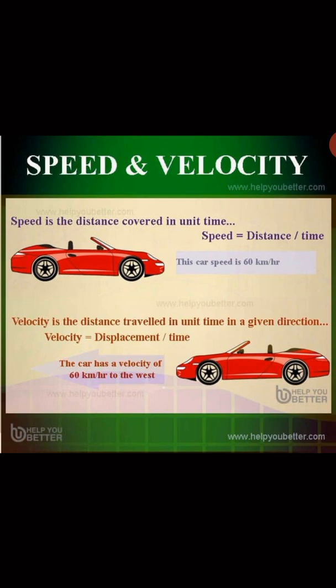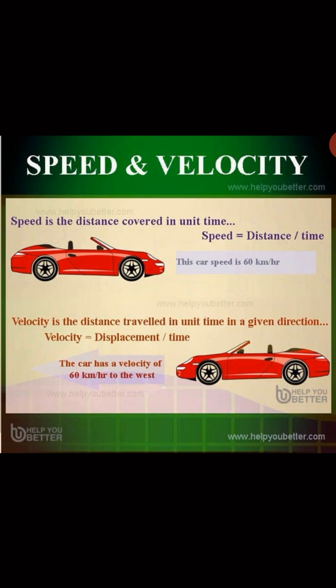covered. But if I take this distance in a specific direction, then the term which is used is displacement. So the distance traveled in a unit time in a given direction is called displacement. So change of displacement with time is velocity. So the difference between the formula is speed is distance upon time, while velocity is displacement upon time. So your displacement indicates the direction also.